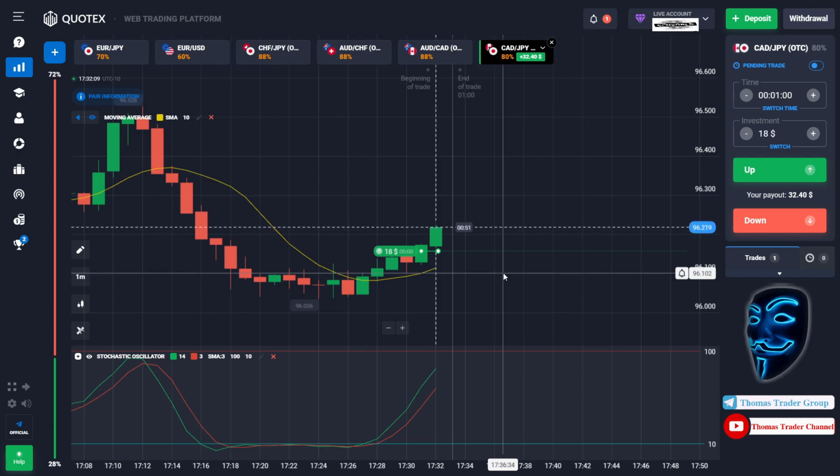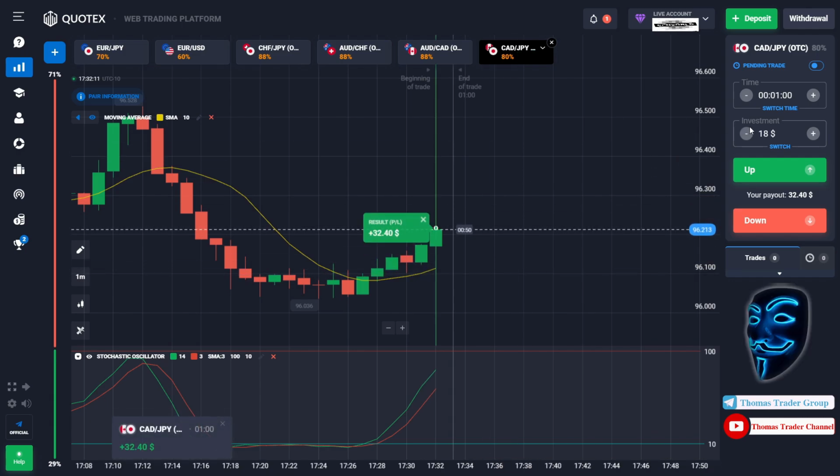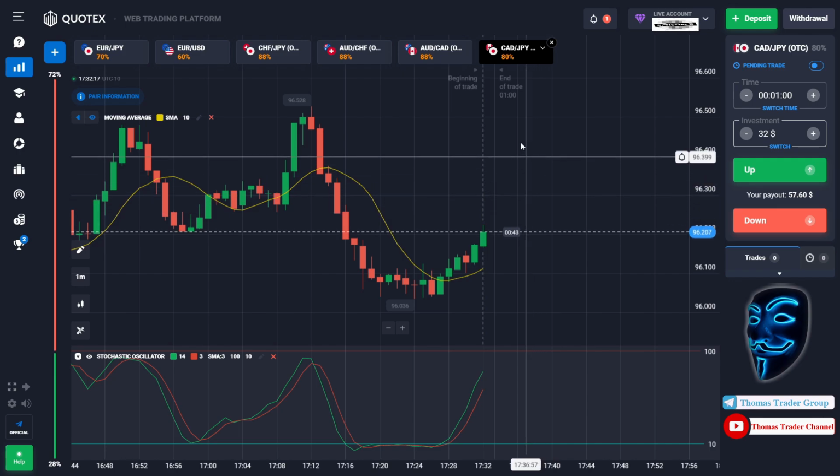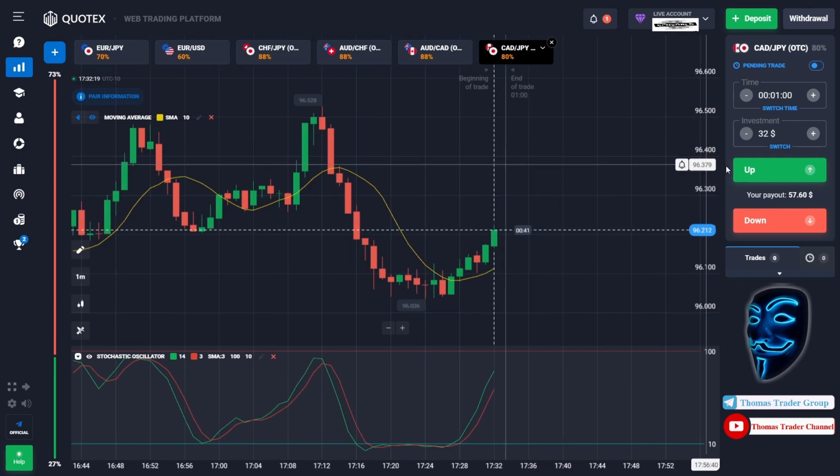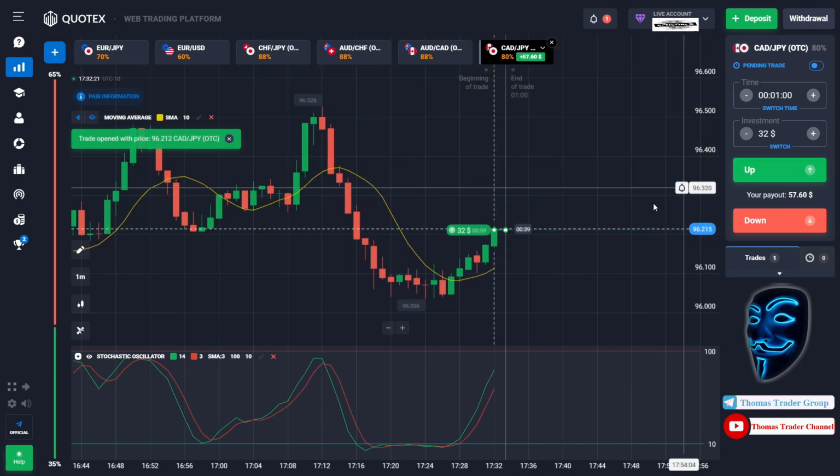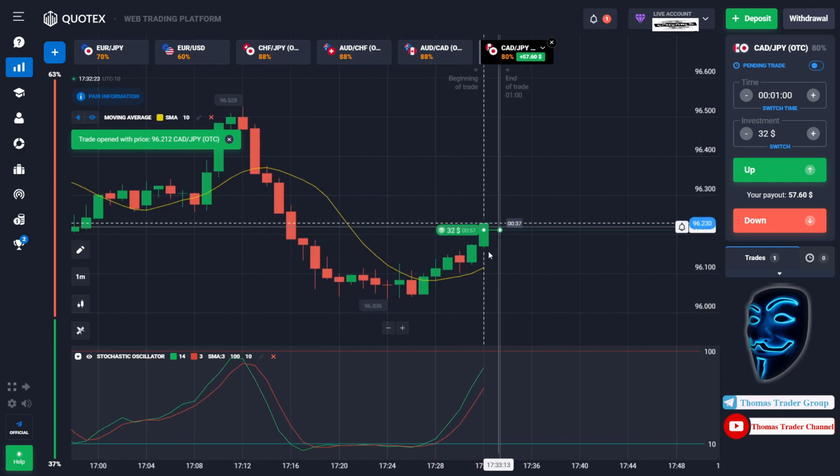We made a right decision over here. We made a profit of $32. Let's change our investment into $32. And over here we still can open buy for 1 minute, because I'm sure that the market will still continue the bullish trend.